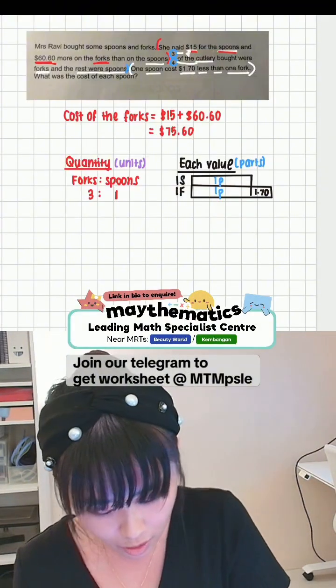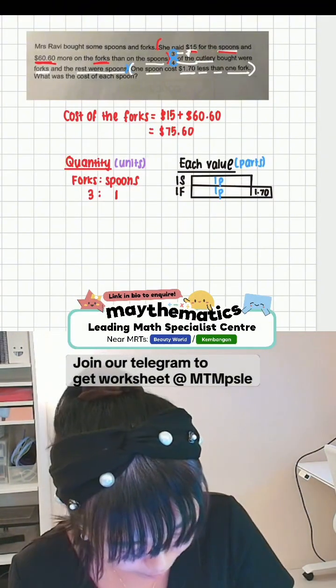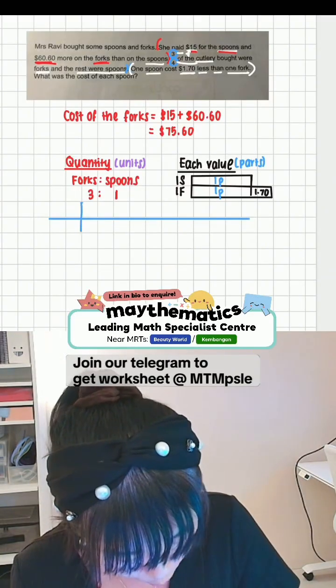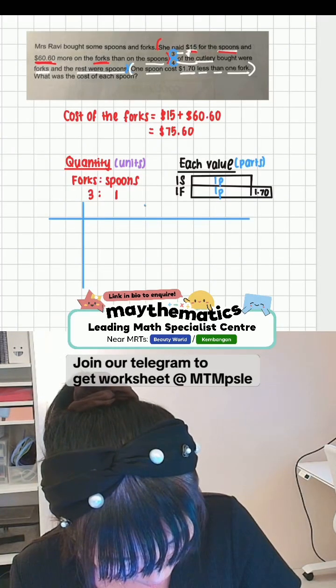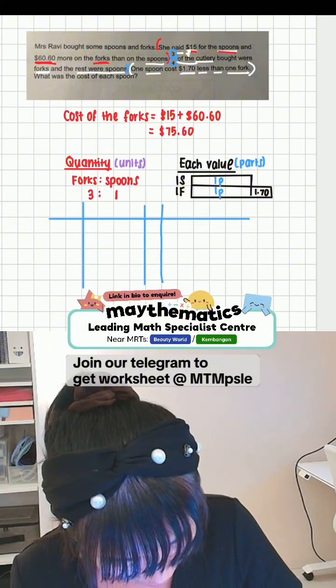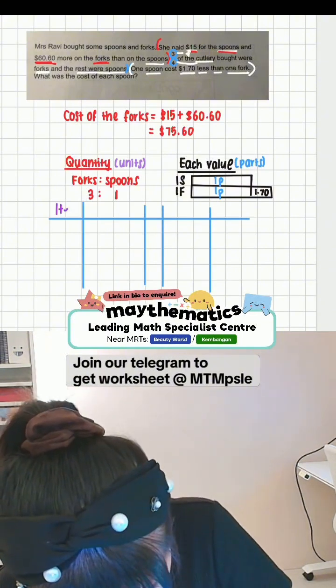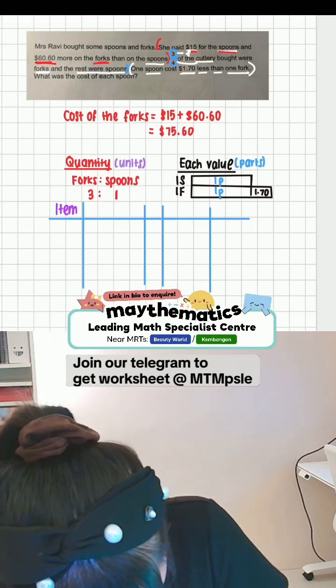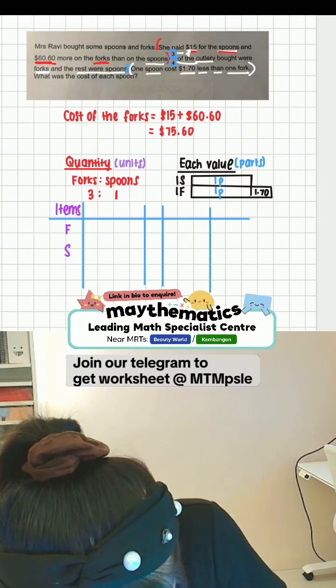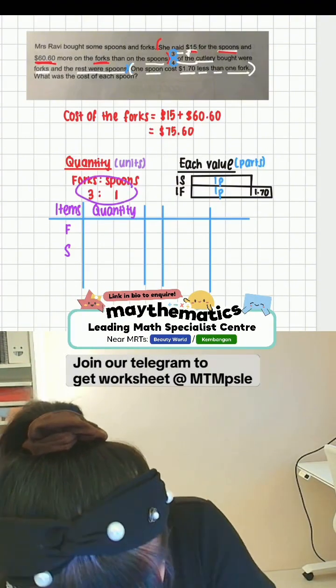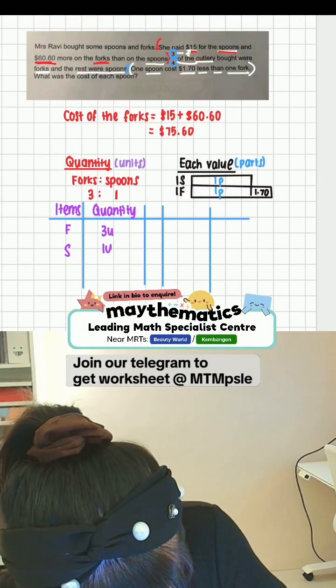Okay, some of you use grouping also, I know some of you draw some other model, you can do it also, no problem. I'm just going to do it this way. So I will do this table, which is called quantity times value, so it will look like this. Okay, so I will have items, I have fork, I have spoon. Quantity, I'm going to get it from here, which is 3 units and 1 unit.